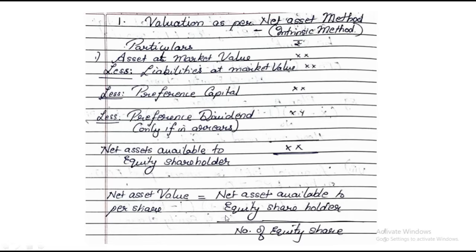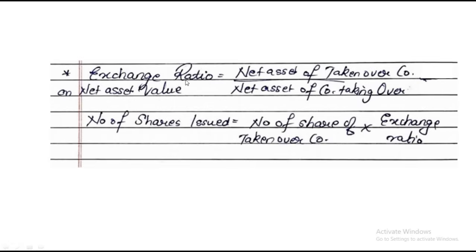The formula is net asset available to the equity shareholder divided by number of equity shares. Once we get that net asset value, we can easily use it under the exchange ratio. So the exchange ratio will be similar: net asset of taken over company, that is acquired company, upon net asset of company which is taking over. So we have the target company and the acquiring company, and thereafter we have number of shares issued, which will be number of shares of the taken over company into the exchange ratio. These are the same formulas which we used in the earlier method also.